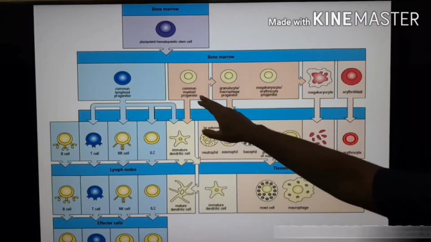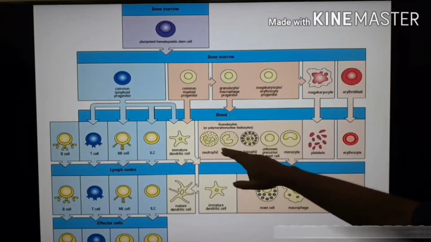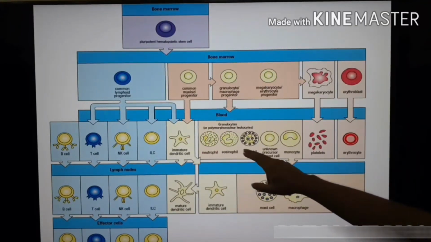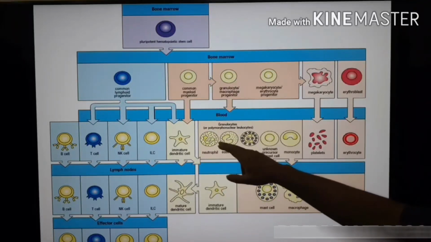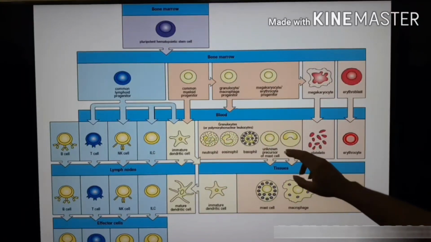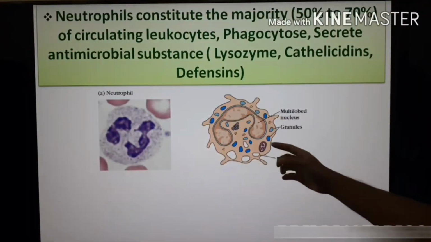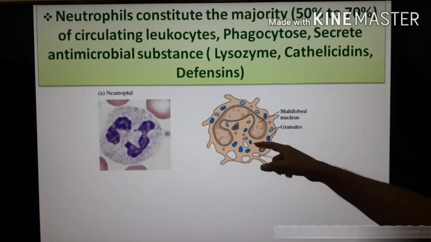From the common myeloid progenitor, granulocyte and macrophage progenitor can develop. Granulocytes are neutrophil, eosinophil and basophil. They are also called polymorphonuclear because they contain many lobes of nucleus. Precursor of macrophage is called monocyte. Immature macrophages are called monocyte, and this is the neutrophil. They contain multi-lobe nucleus, so they are called polymorphonuclear leukocyte.